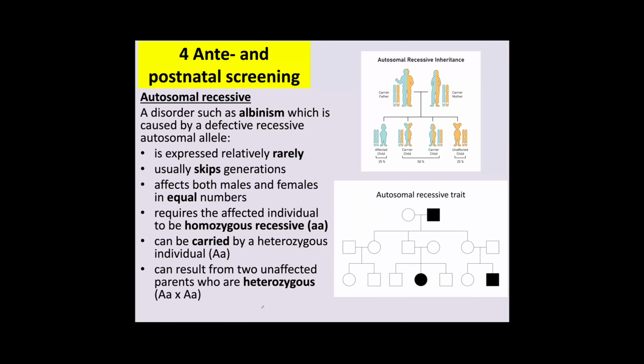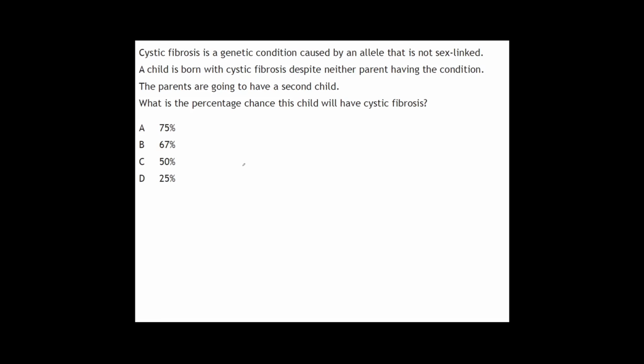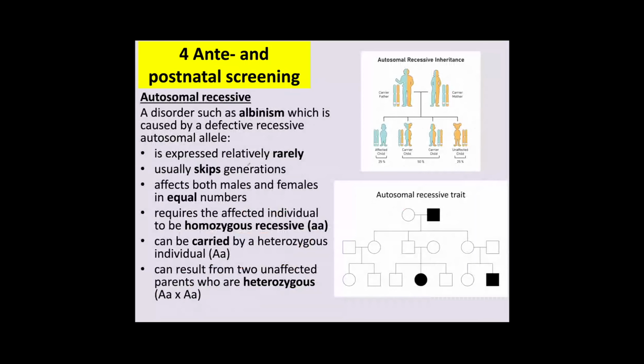And for autosomal recessive, some of the things we should be looking out for within our pedigree chart are the following: that it's expressed relatively rarely, okay? If the condition is expressed relatively rarely, it is likely to be a recessive condition, okay? That's something to look out for when you're looking at the pedigree chart. That's your first clue that it might be recessive.